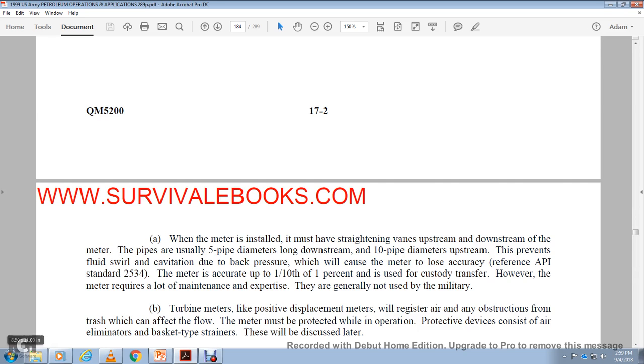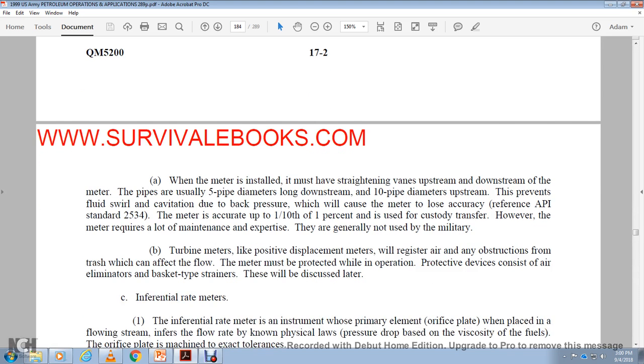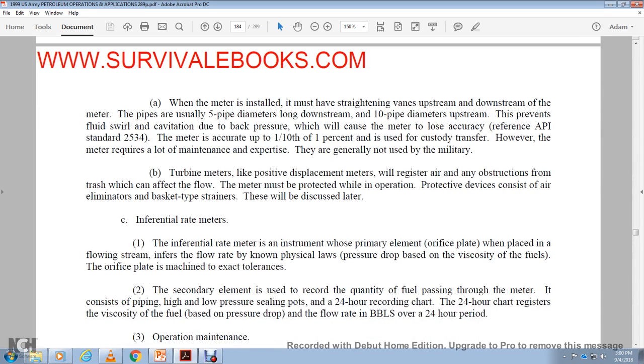However, the meter requires less maintenance and expertise, which is generally not true of the positive displacement meter. The line must be rigorously clear, without any obstruction or trash that can affect the flow. The meter must be protected while in operation. Protective devices to consider are air eliminators and basket-type strainers, but this we'll discuss later.